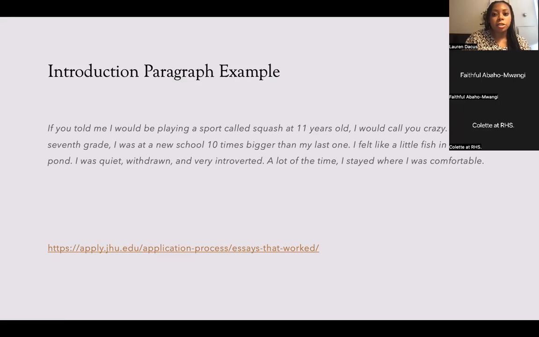This here is a strong introduction paragraph. I'll let you all think about the reasons as to why. But what comes to mind for me is that the first paragraph is engaging, and it leaves me interested in the reader's experience, particularly because they define something as crazy or uncomfortable.